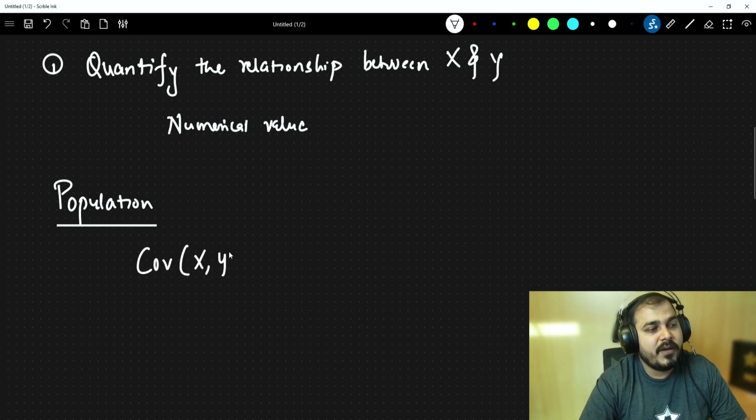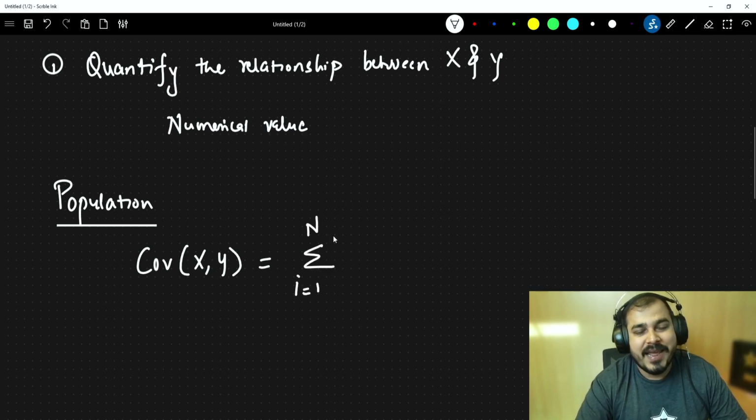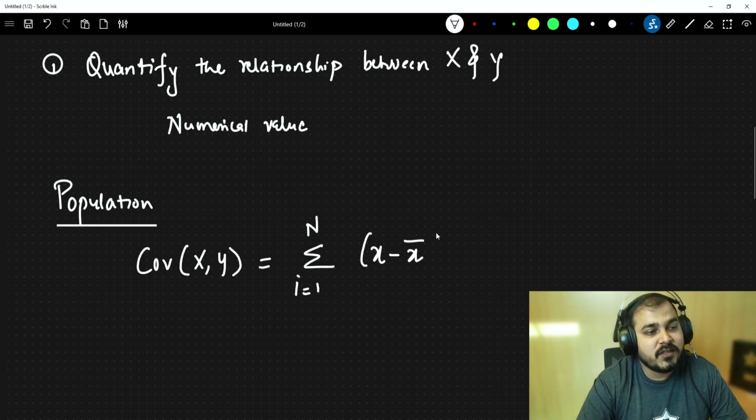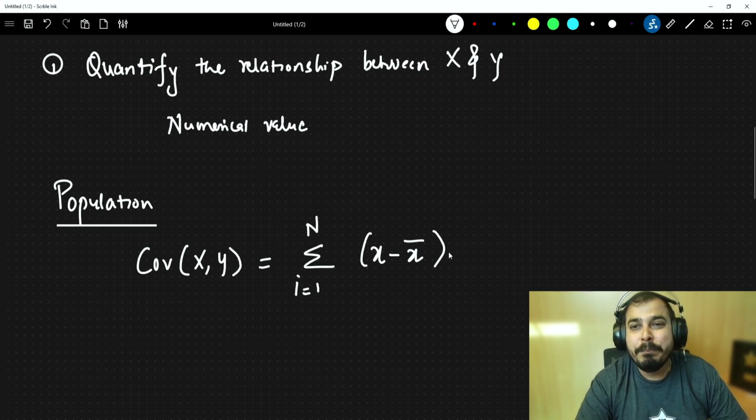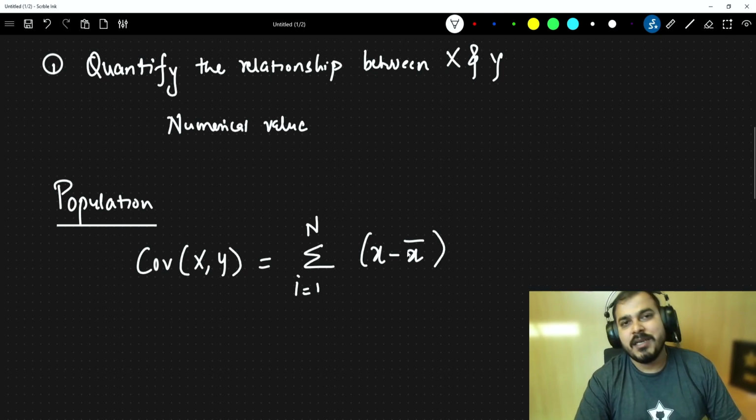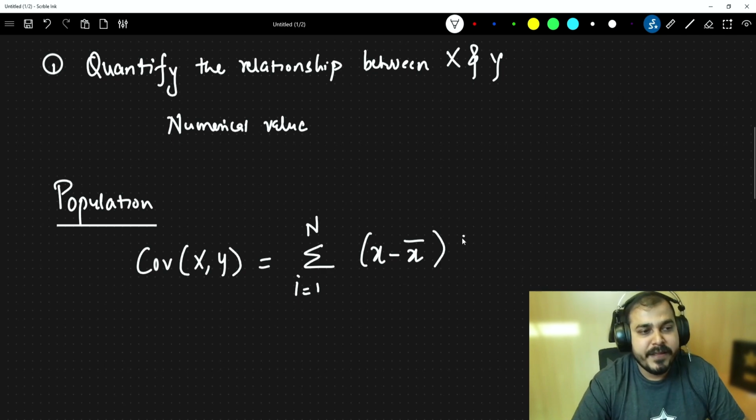So I will write covariance of x comma y equals summation of i is equal to 1 to capital N, where N is the size of the population. Then I have x minus x bar. This x bar is the mean of x, which basically means the mean of the x feature. Then I have y minus y bar, divided by capital N.